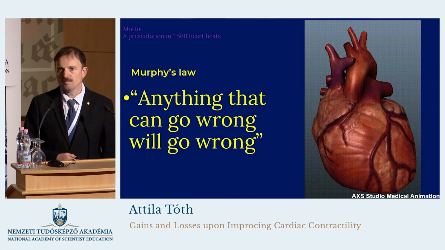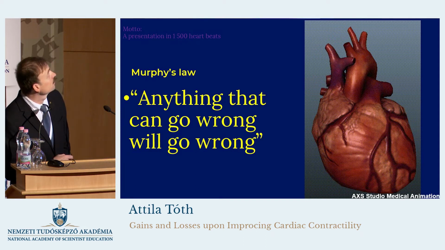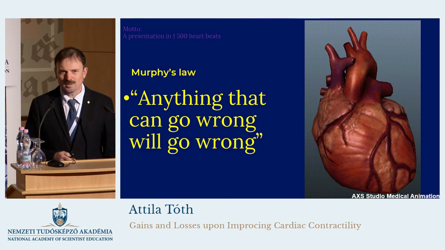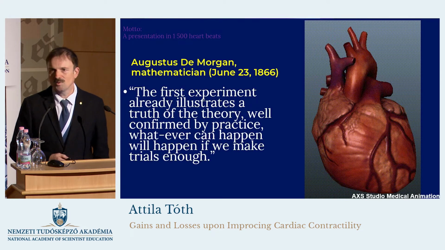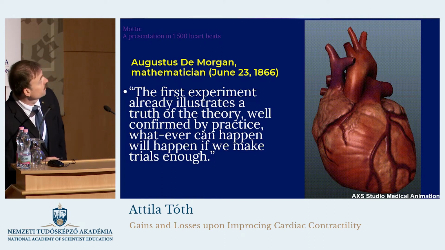So there is Murphy's Rule. Probably many of you already know that, which says that anything that can go wrong will go wrong. I was looking back, and it turned out that it is not really Murphy who said it first, and I really prefer the way it is phrased by Augustus de Morgan, in the middle of the 19th century, and it says that the first experiment already illustrates the truth of the theory that, confirmed by practice, whatever can happen will happen if we make trials enough.